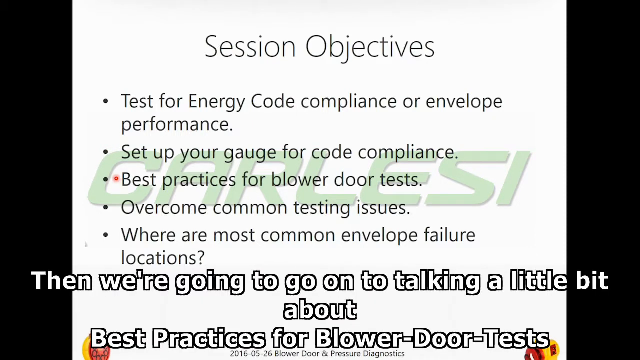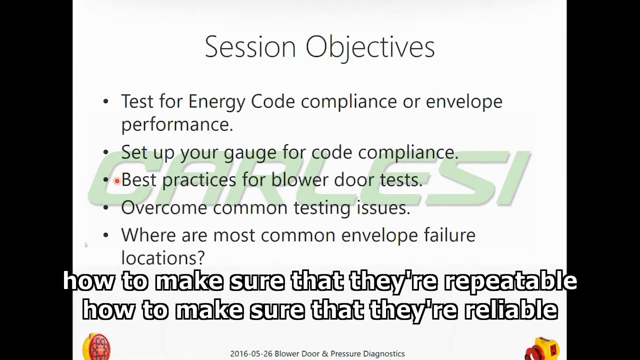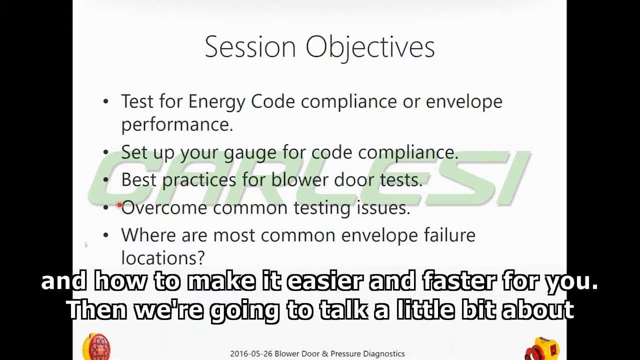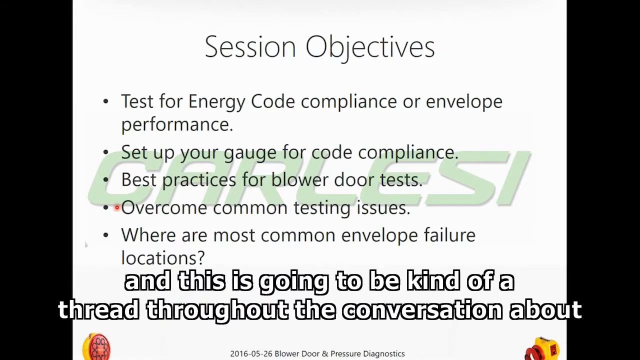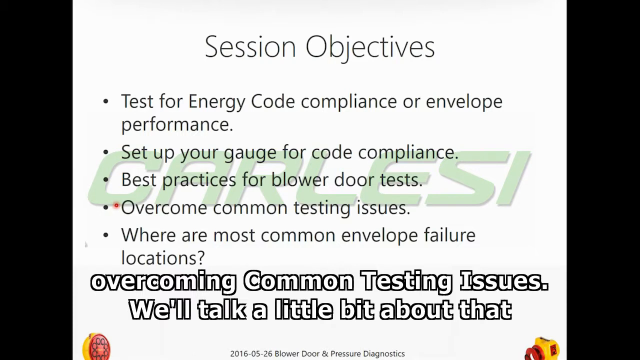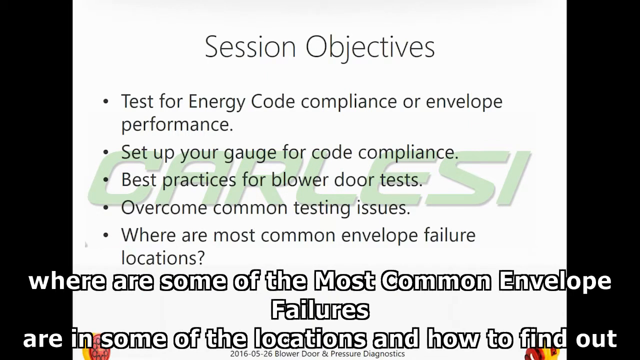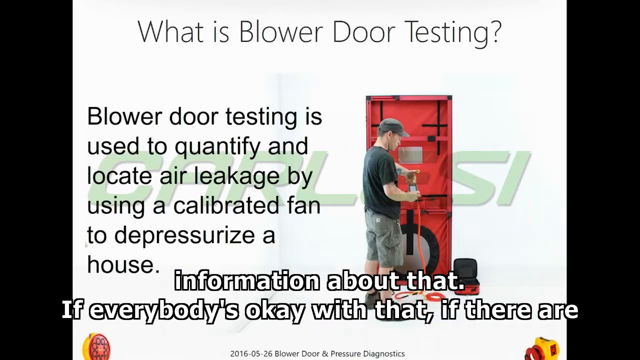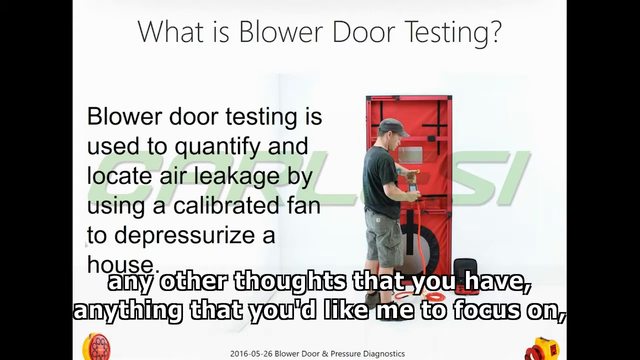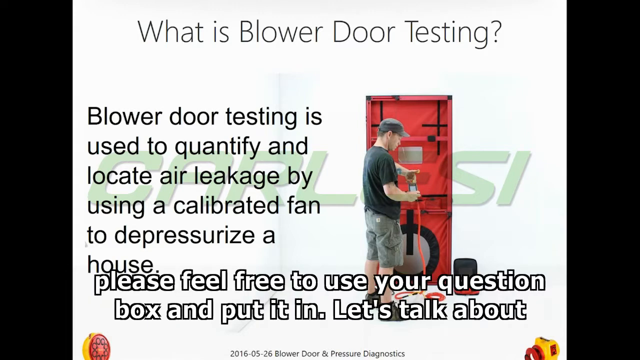Then we're going to go on to talking a little bit about best practices for blower door tests, how to make sure that they're repeatable, how to make sure that they're reliable, and how to make it easier and faster for you. And then we're going to talk about overcoming common testing issues, which is going to be a thread throughout the conversation. If we have some time at the end, we might get into where some of the most common envelope failures are, some of the locations, and how to find out information about that. If everybody's okay with that, or if there's anything you'd like me to focus on, please feel free to use your question box and put it in.